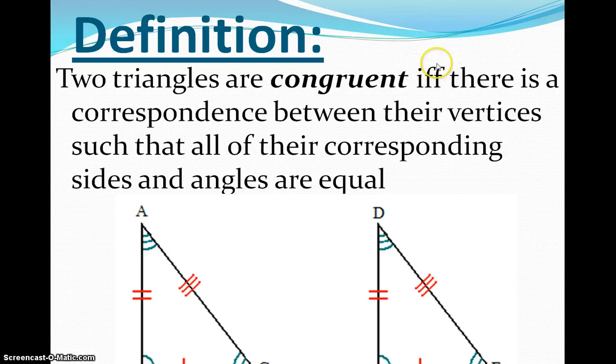Now, with this if and only if, before I move on, realize that if there is a correspondence between their vertices such that all of their corresponding sides and angles are equal, then I know that the two triangles are congruent. That's pretty much the majority of what the chapter is going to be about: proving that these sides and angles are all equal. Therefore, I can conclude that the two triangles are congruent. And we'll talk about more of this as we go along. But make sure that you get this down in your definition or in your notes.